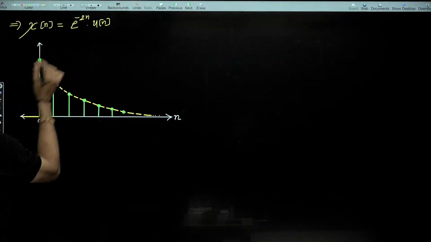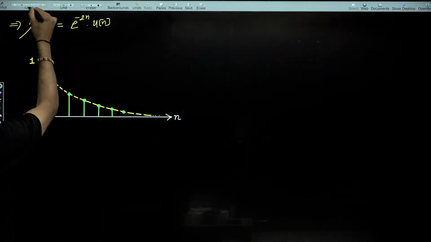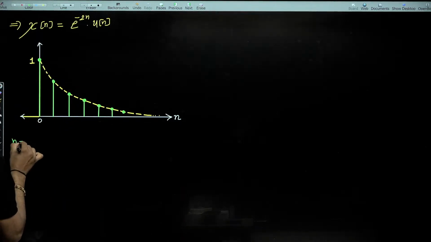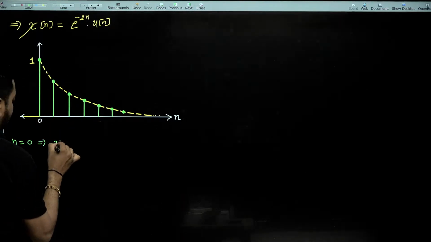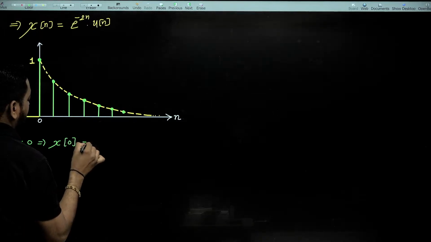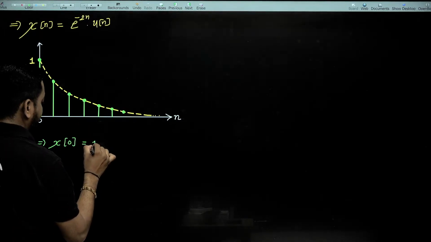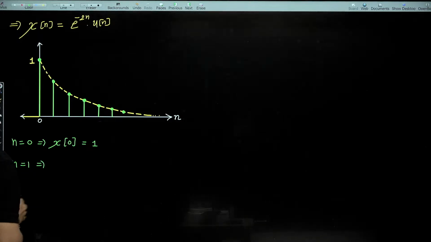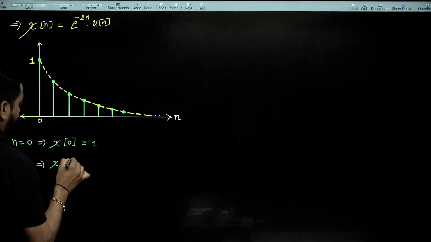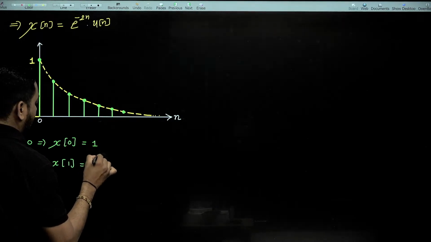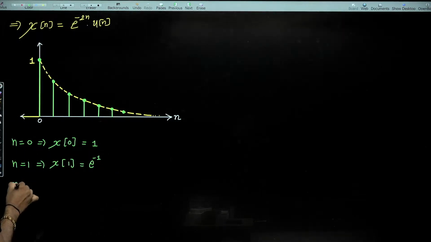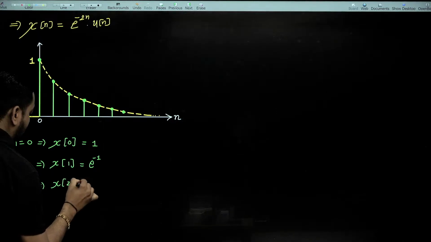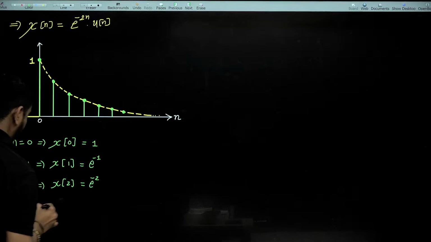At n equal to 0, amplitude x of 0 is nothing but e power 0, which is 1, guys. At n equal to 1, the next integer value, x of 1 is e power minus 1. At n equal to 2, x of 2 is e to the power minus 2.